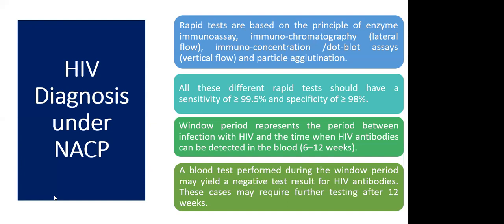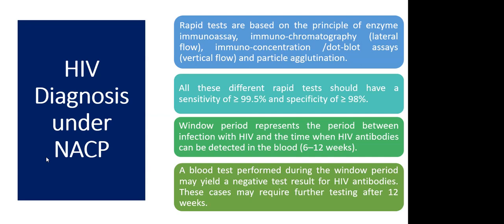And the mandate of NACO is that all these rapid tests used at the ICTC must have a sensitivity of greater than or equal to 99.5% and a specificity of at least 98% and above. So these are the specifications of the kits that need to be used at the ICTCs, and all the ICTCs in the country are using this kind of kits only.